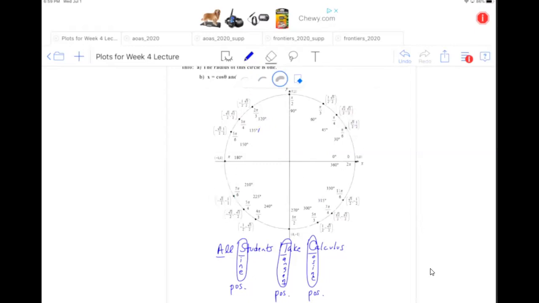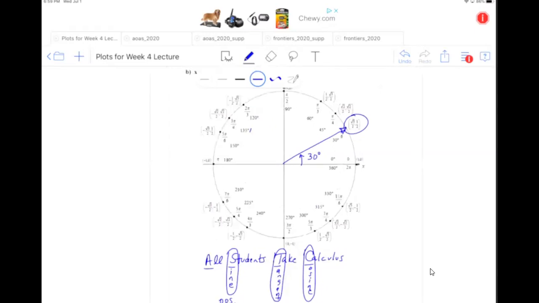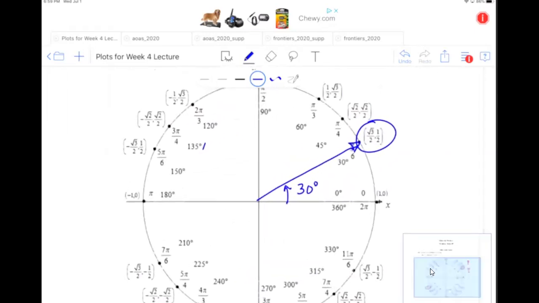And I'm going to point out just one type of reference angle. So let's take a look at a 30-degree angle. This angle here makes a 30-degree angle with the x-axis. Look at its coordinates: you've got radical 3 over 2 and 1/2. If you go to the second quadrant, this angle here is symmetric to the 30-degree angle, and this angle between 150 and 180 also makes a 30-degree angle with the x-axis.